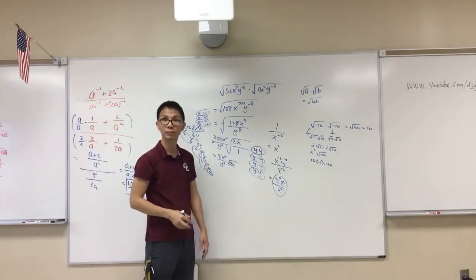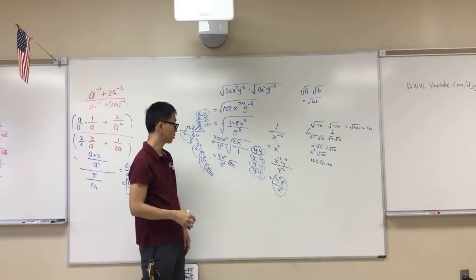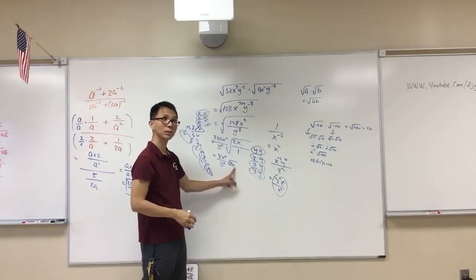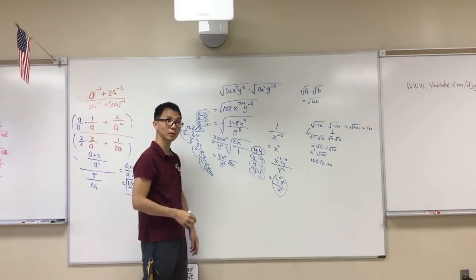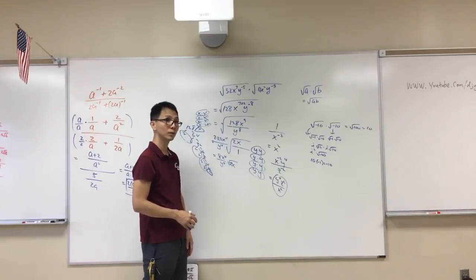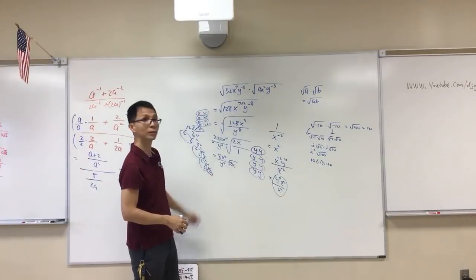Why is it 2x instead of just x? 2x here? Why is it 2x? What do you mean? Well, why is there 2? Oh, 2 because this 2 has friends.